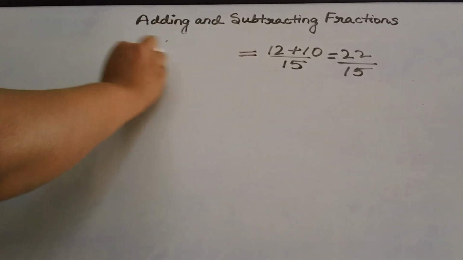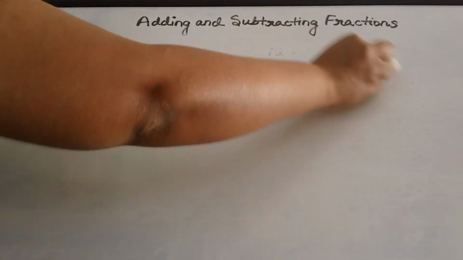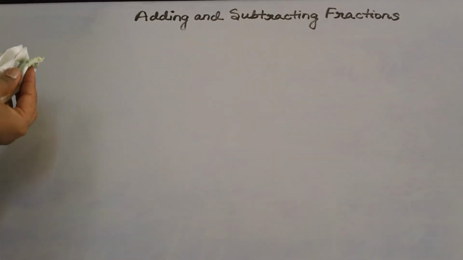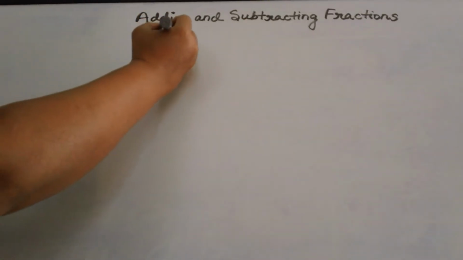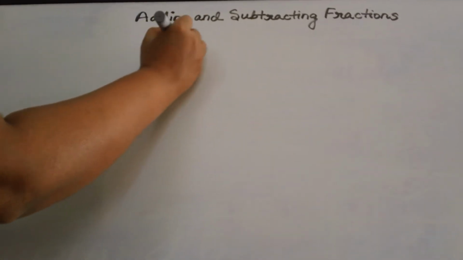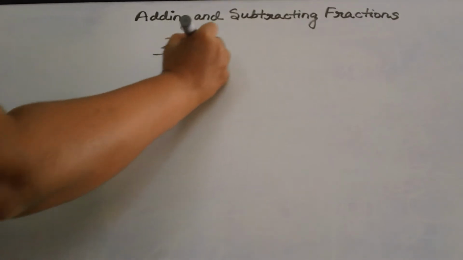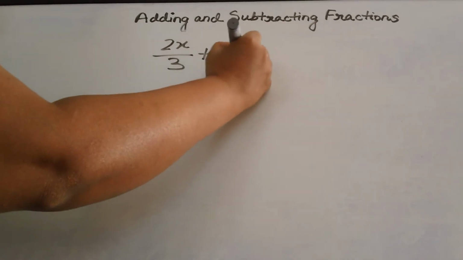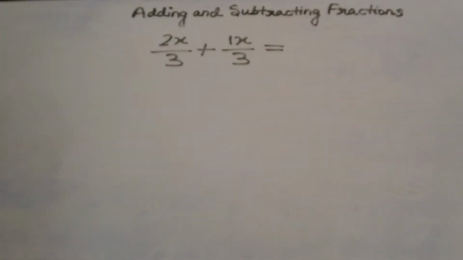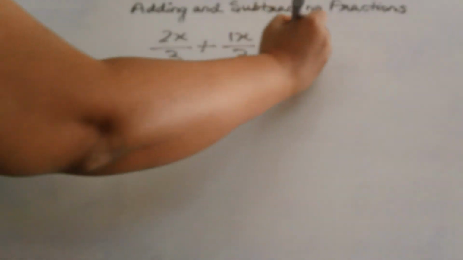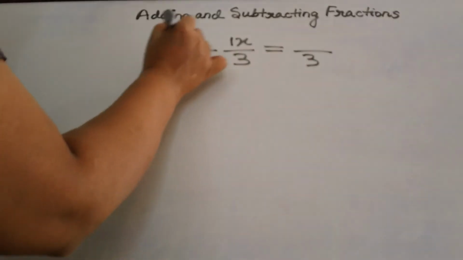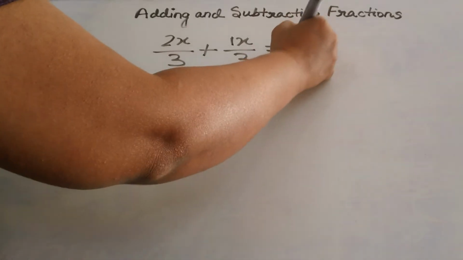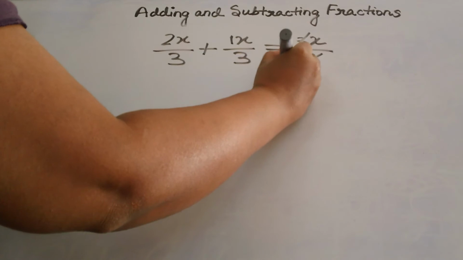Now let's try and see how to add and subtract fractions if we have variables, like 2x by 3 plus 1x by 3. What is that? Now again the denominator is the same, so we will leave that as 3 and just add the numerators, so this becomes 3x. Now 3 and 3 cancel out and the answer is just x.